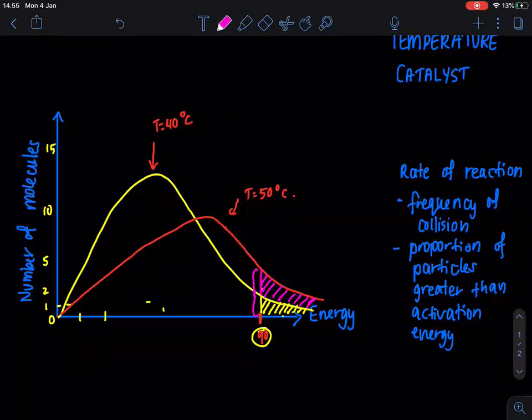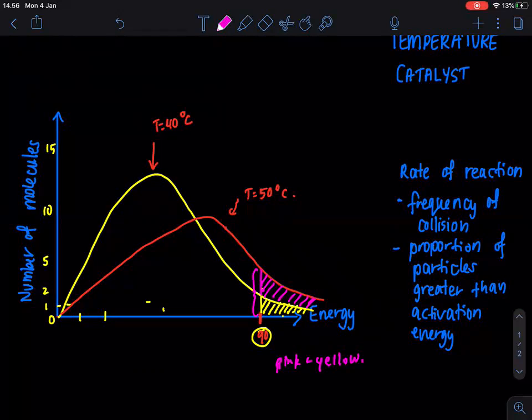Okay, both combination of pink and yellow. So we can see that the area under the graph for the red graph is going to tell us that the proportion of the particles that has activation energy, or enough sufficient energy for successful collision, is a lot. And to be exact, they have found out that an increase by 10 degrees Celsius actually doubles the proportion of the particles, which is going to double the rate of reaction.